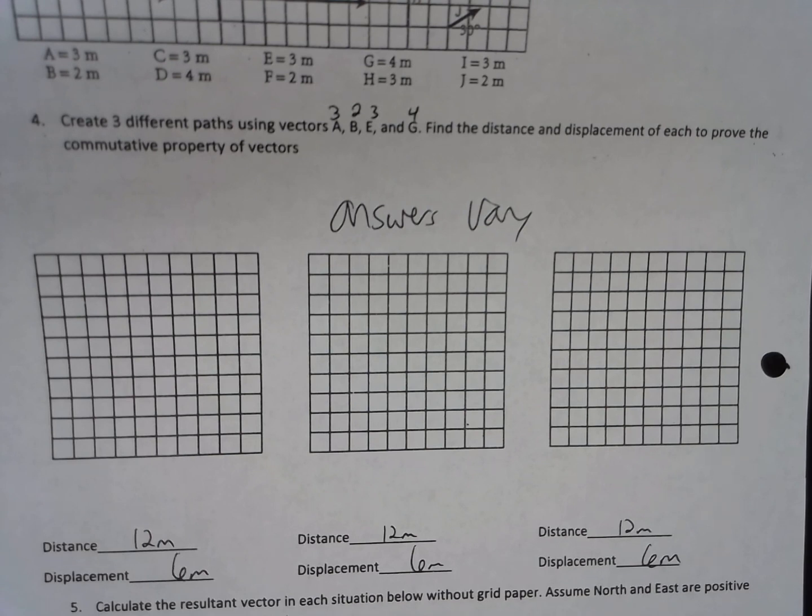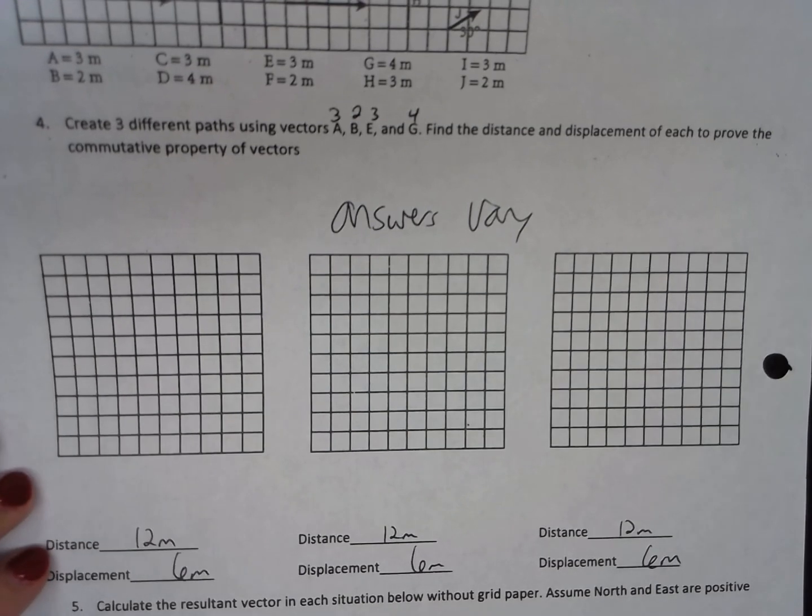So it doesn't matter the order in which I add up my vectors, since all of the vectors going in opposite directions are going to cancel out. I'll end up having the same distance and displacement every single time. Kind of like if I added 5 plus -3 or -3 plus 5. I get the same answer every single time.